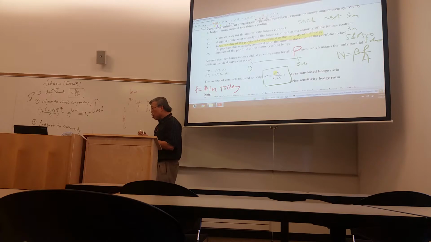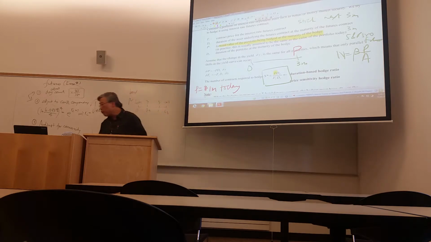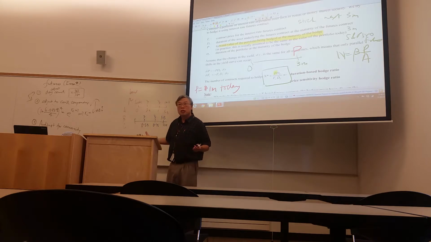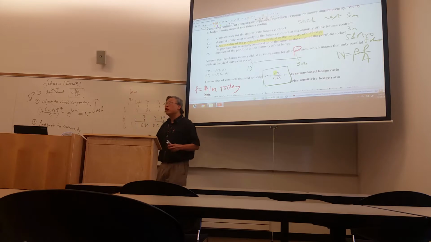Isn't it true that 3 months later, your bond portfolio, this bond becomes a bond where the cash flows will be at 0.25, 0.75, and 1.25? Is that right? Okay, so you can actually compute the value of this bond 3 months from now.